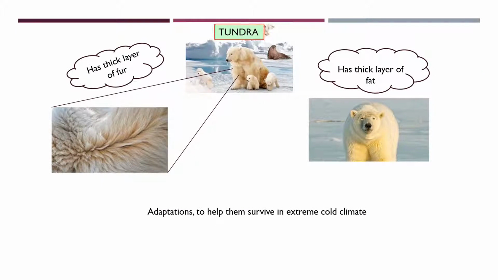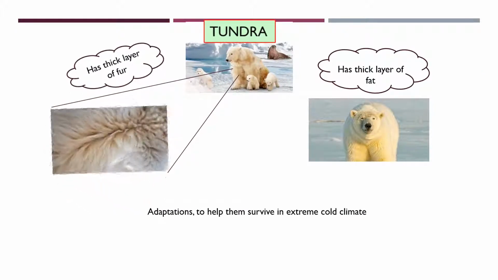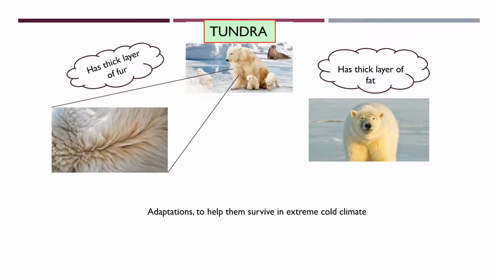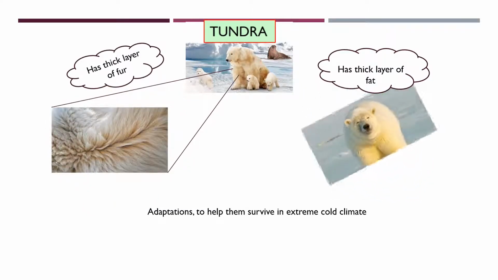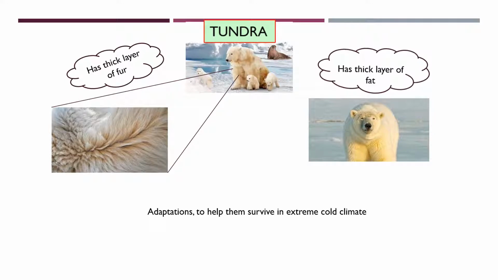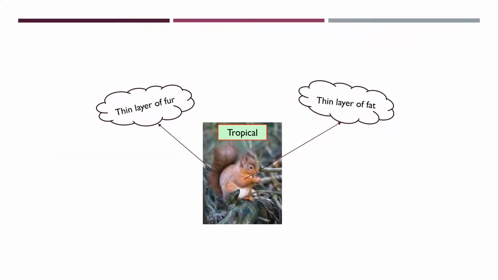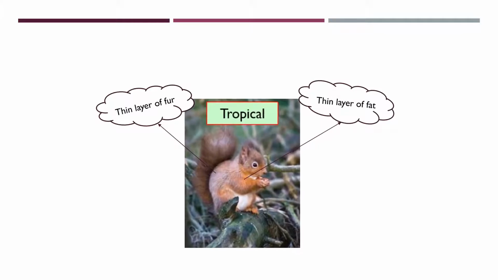In the tundra, animals have a thick layer of fur and a thick layer of fat as an adaptation to help them survive in extreme cold climate. In tropical places, most animals have a thin layer of fur and a thin layer of fat. This is an adaptation to humid and moderate temperature.